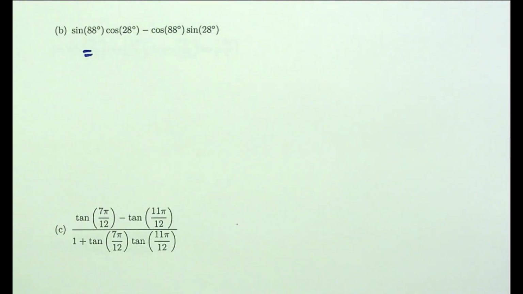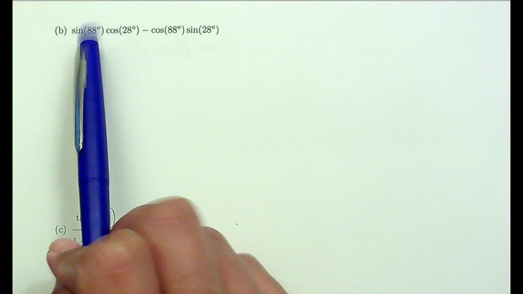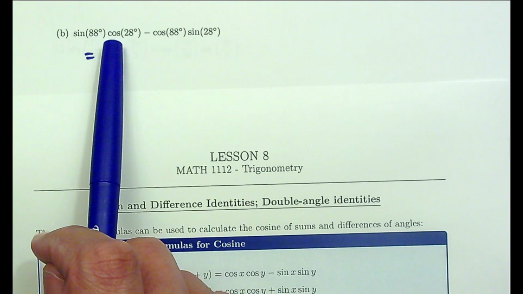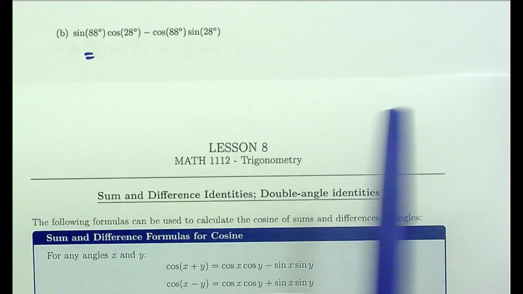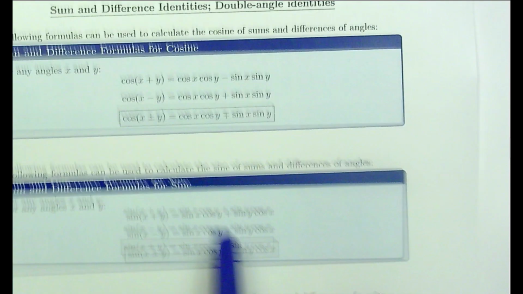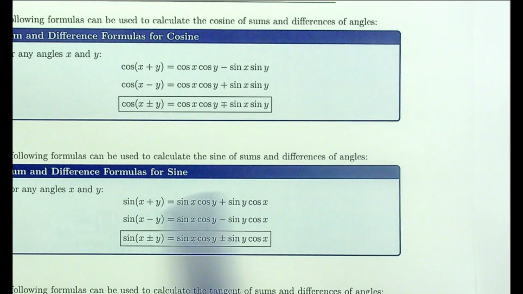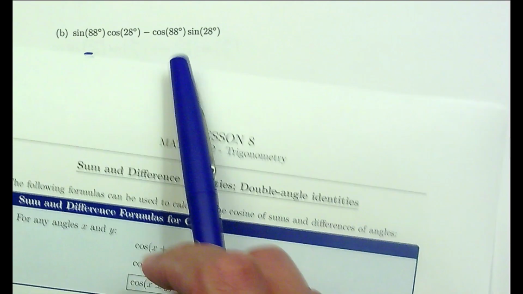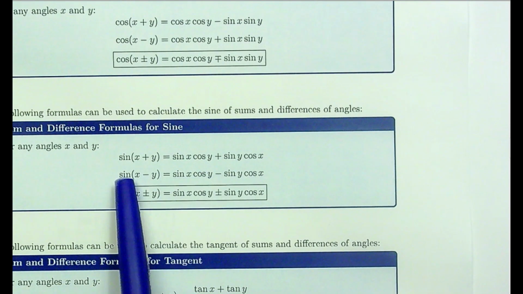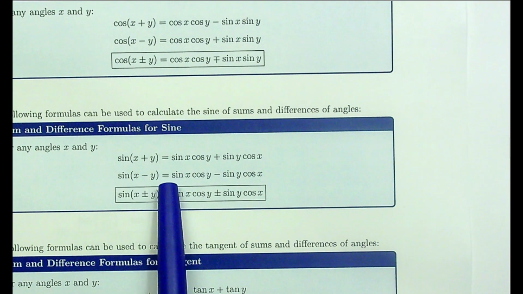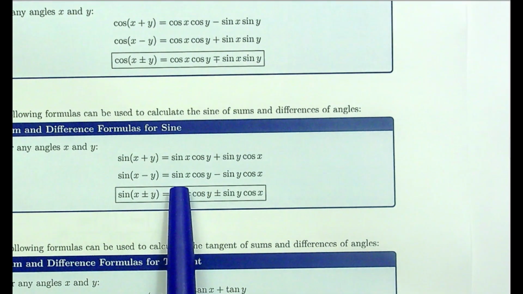So I have here a sine of 88 cosine, then cosine sine. So in other words, I have a sine times that cosine, and so let's see, sine times cosine. Okay, looks like we're in here. It's one of these two. So which one is it? And I have a minus in the middle. So it has to be this one. Yeah. Sine of x cosine of y.